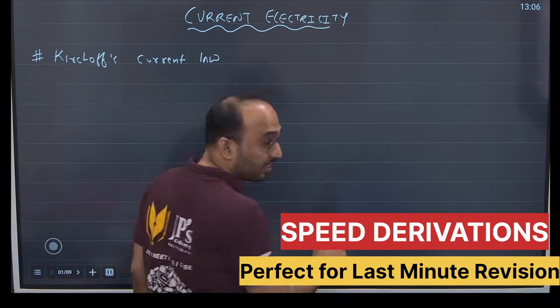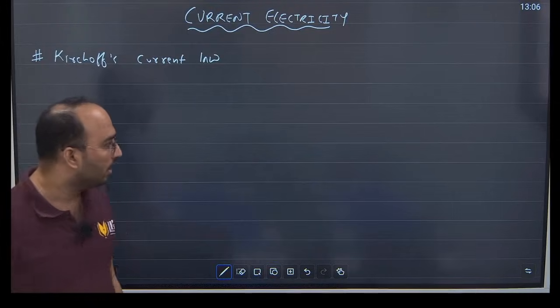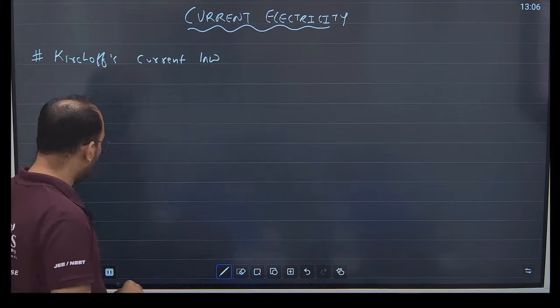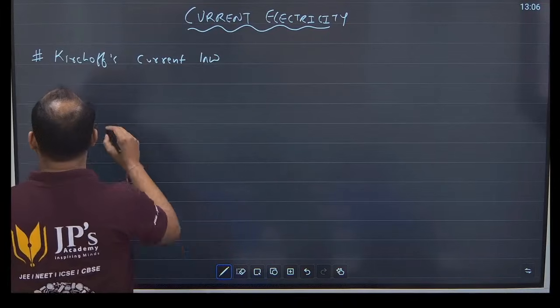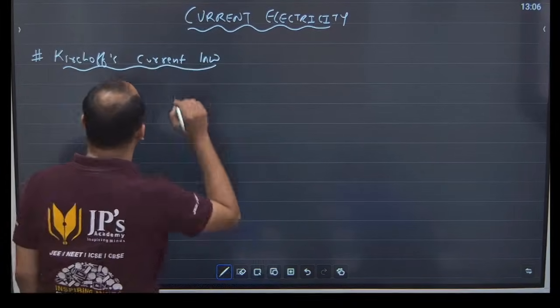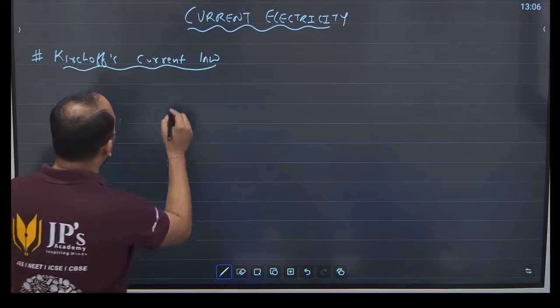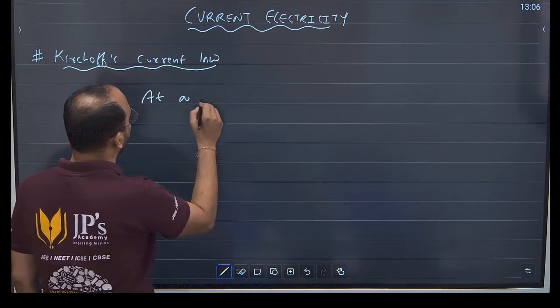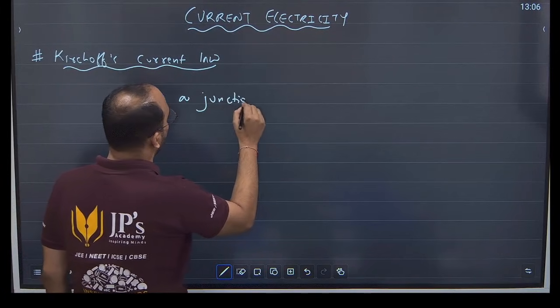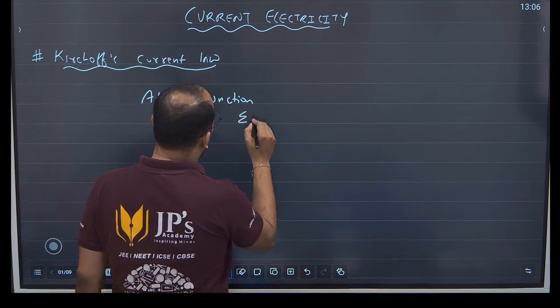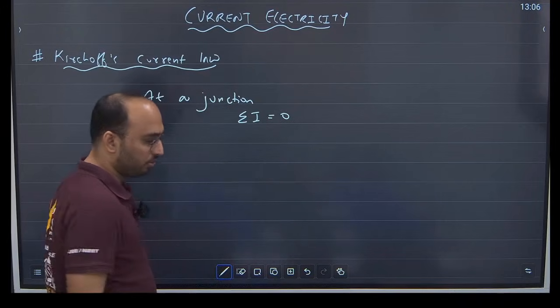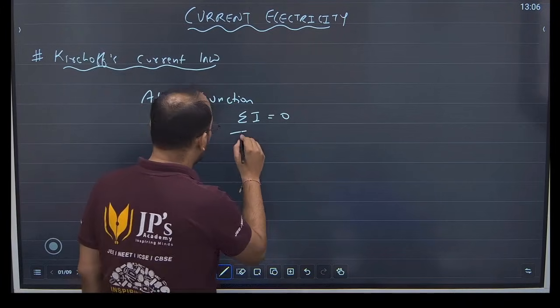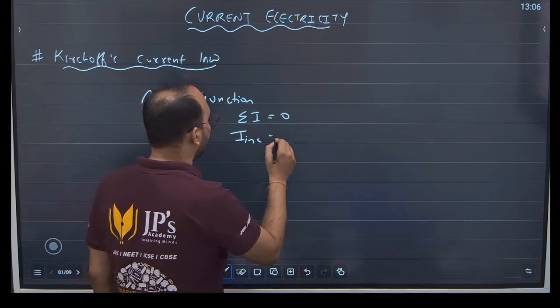Before I start with the derivations, we have to do a small concept on Kirchhoff's laws, and once we are done with this, we will be ready for the first derivation. Kirchhoff's first law is basically Kirchhoff's current law, which states that at a junction, the sum of all current is 0. This basically means incoming current at a junction is equal to outgoing current.